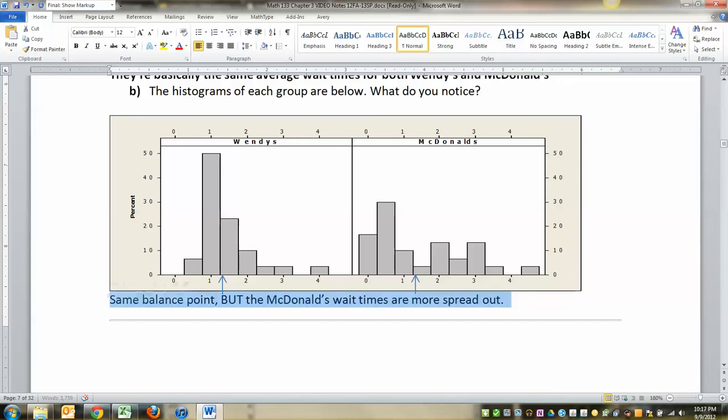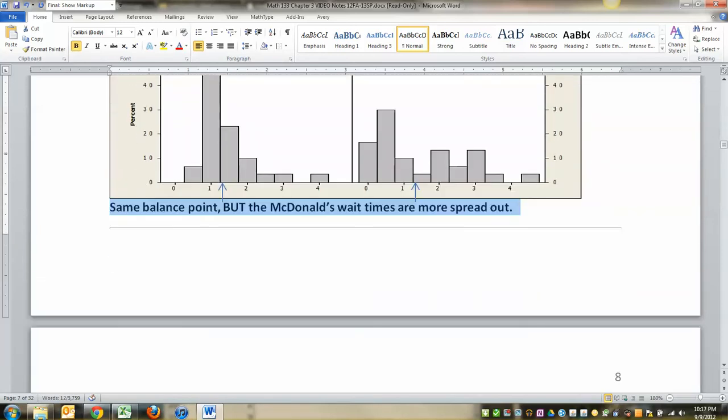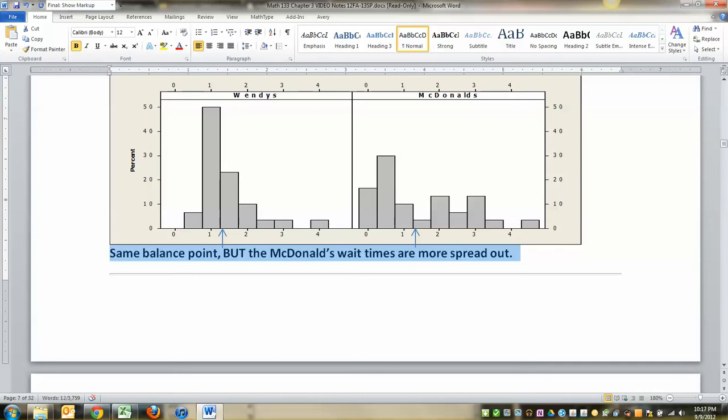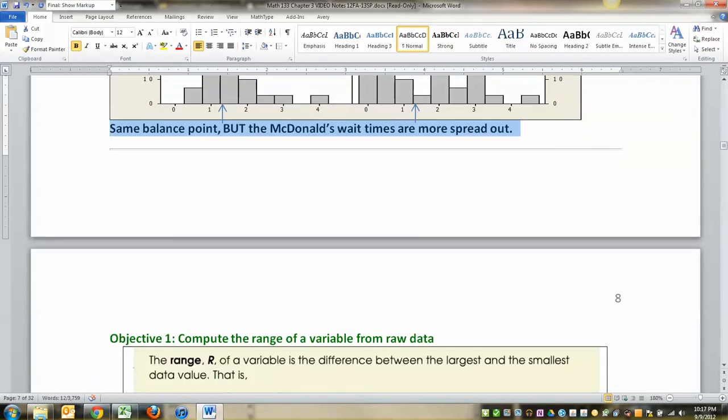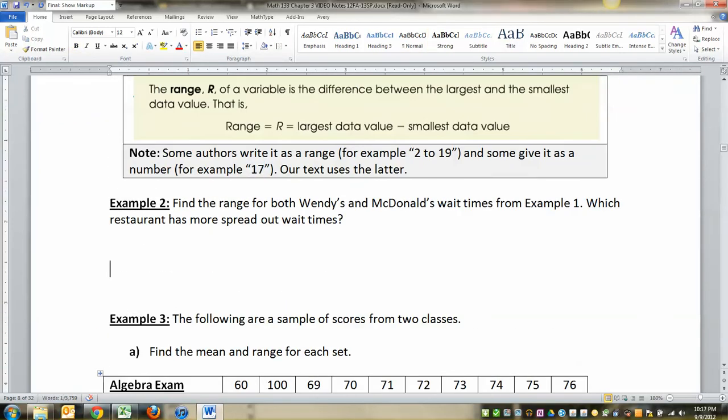All right, cool. So what we want mathematically is we want a number that'll measure that for us. Like, we can see it visually, but you're not always given a picture. So we want a number for it. Now, the first number we're going to come across is called the range. Now, the range is the largest data value minus your smallest data value. Now, some books will actually just say, like, your range is 2 to 19, and some will give it as a number, 17. Our book uses this, right, 17. So that's what you're going to do. So you're going to find the range for both Wendy's and McDonald's wait times.